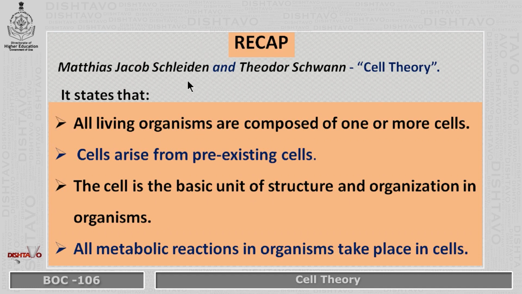During this session, we have realized that it was Matthias Schleiden and Theodor Schwann who proposed the cell theory, which states that all organisms are composed of one or more cells. Cells arise from pre-existing cells. The cell is the basic unit of structure and organization in an organism, and all metabolic reactions in organisms take place in cells.